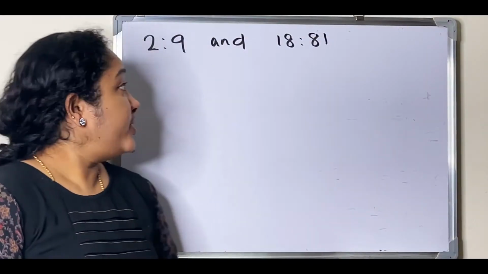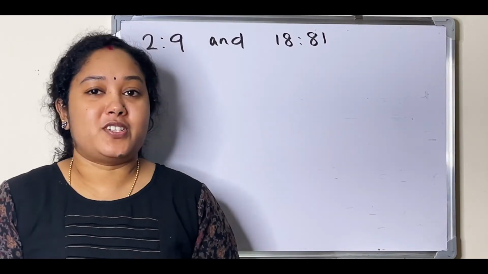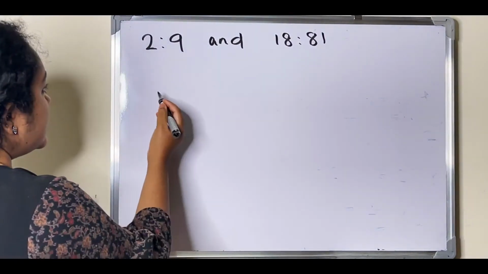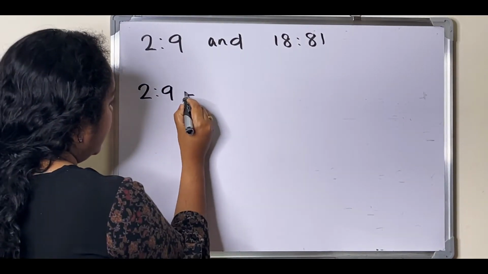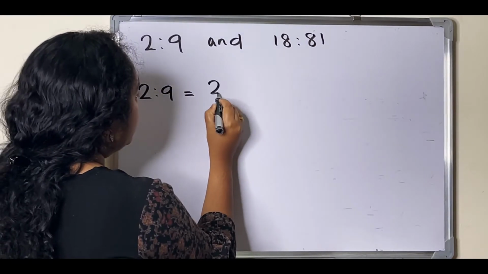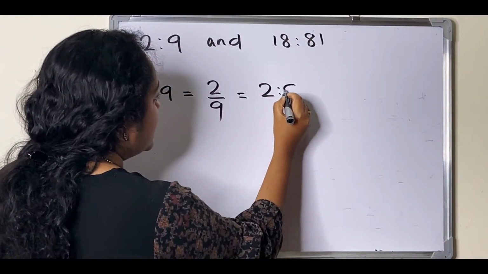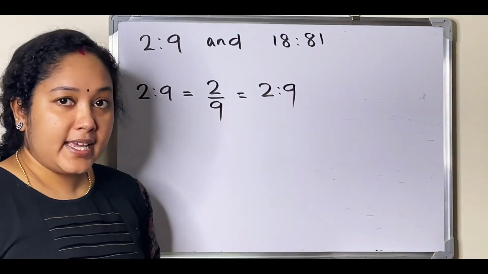Let's check whether 2:9 and 18:81 are in proportion. We have two methods to check. First method: 2:9 is equal to 2 by 9. That is already 2:9 because there is no common number between 2 and 9.